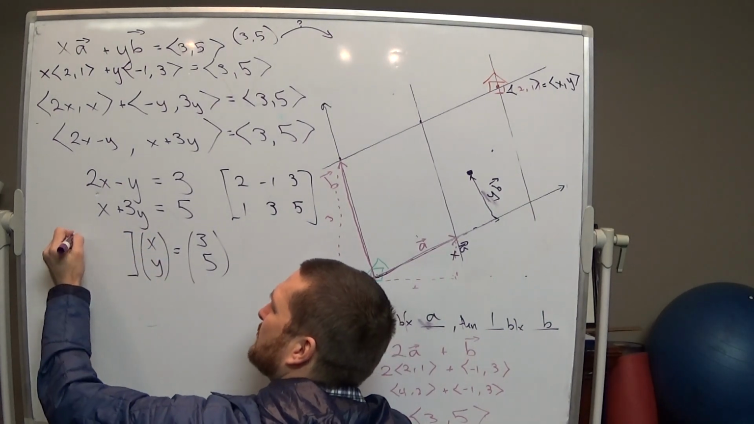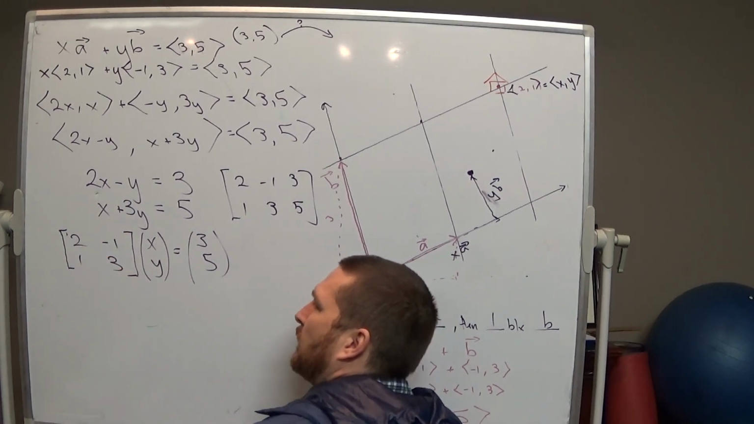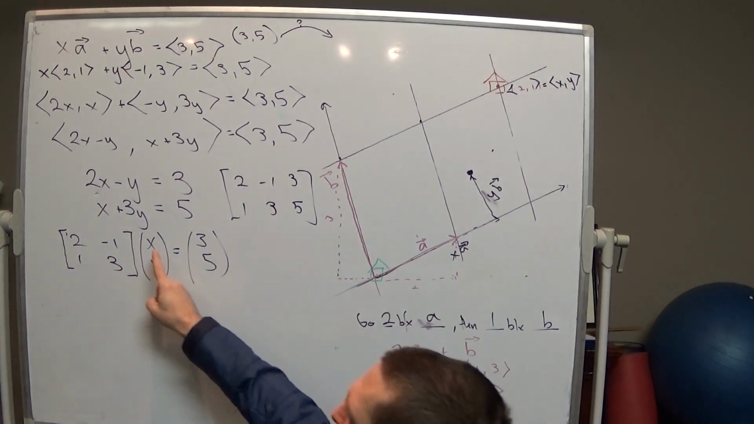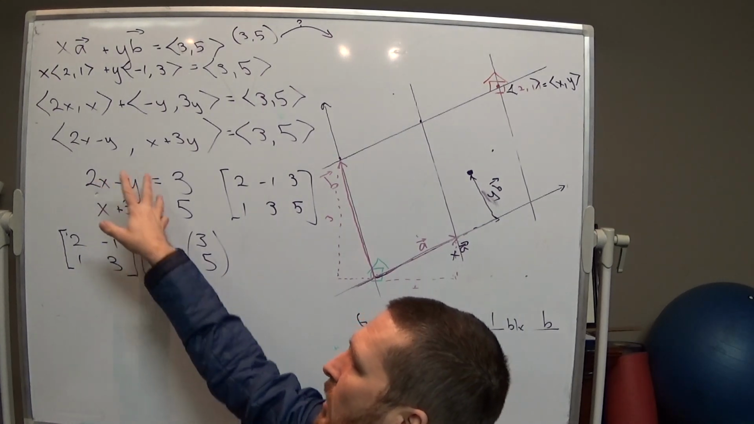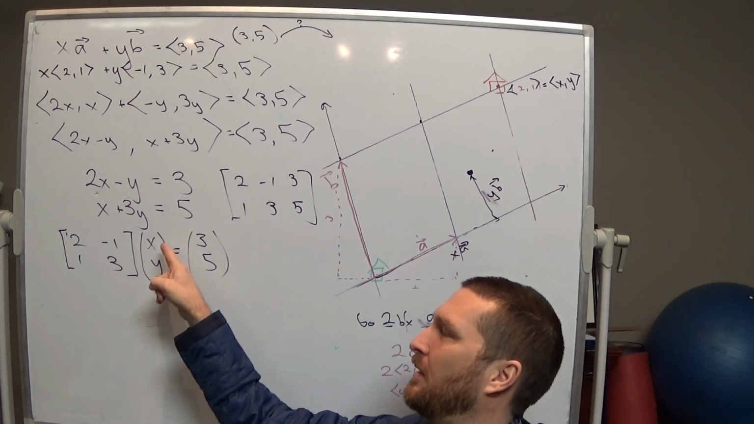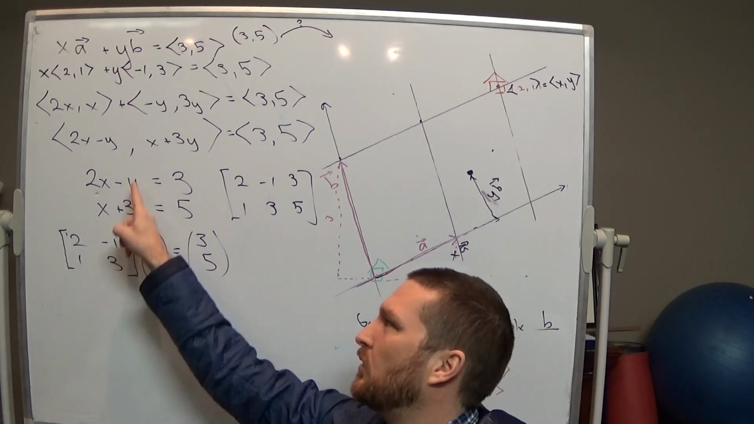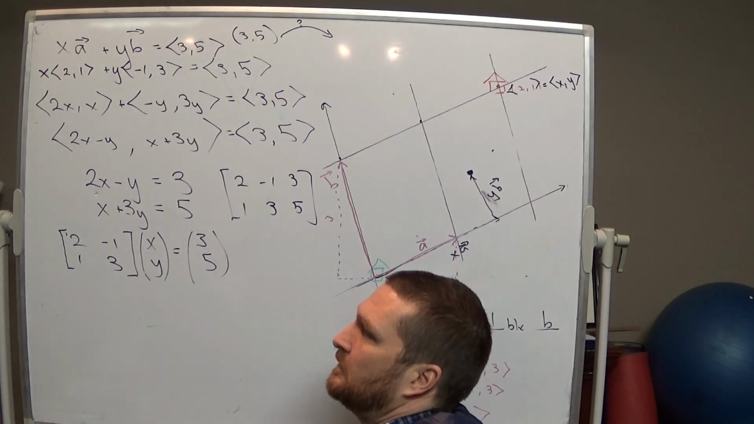And the rule here is this: 2, minus 1, 1, minus 1, 3. The rule is that this gets multiplied here, that gets multiplied there. You see, I just pulled it off, right? I took the x and the y out and kind of flipped them that way. The rule is that's how you multiply, that this gives you that. That's the rule for multiplying vectors and matrices.